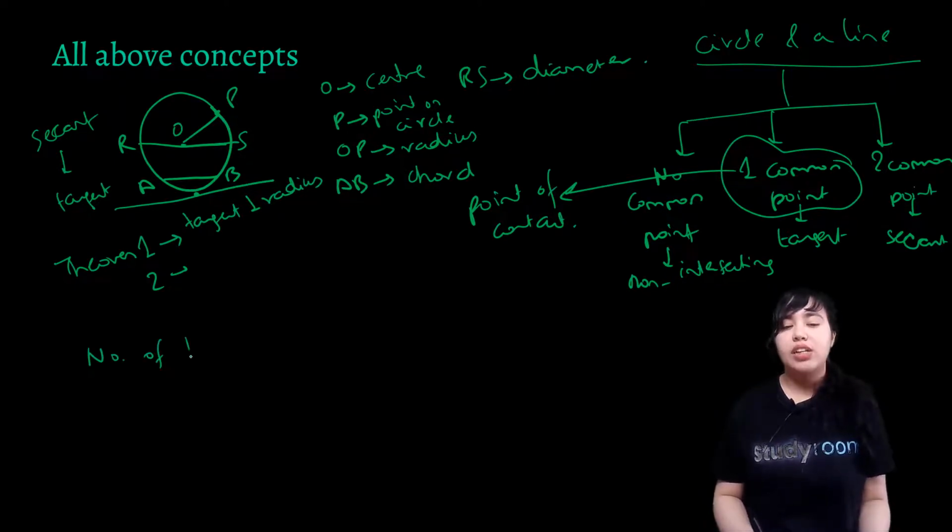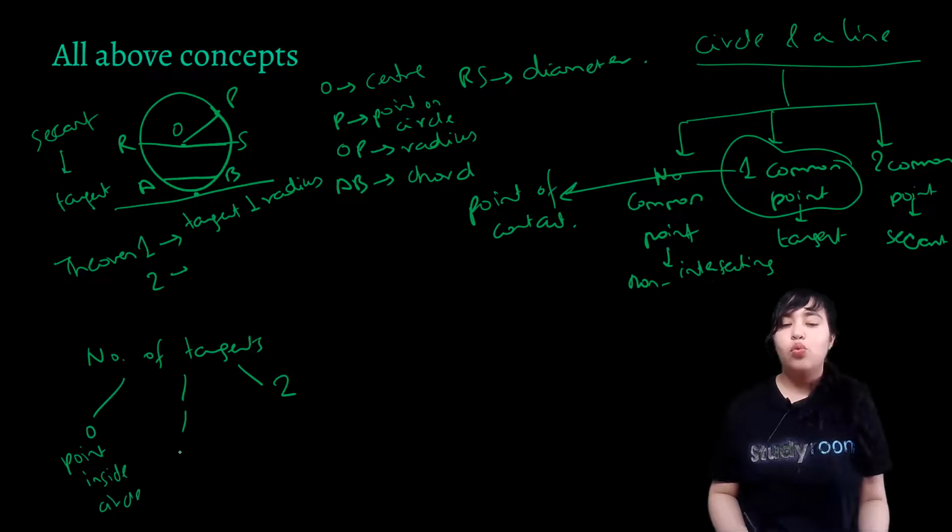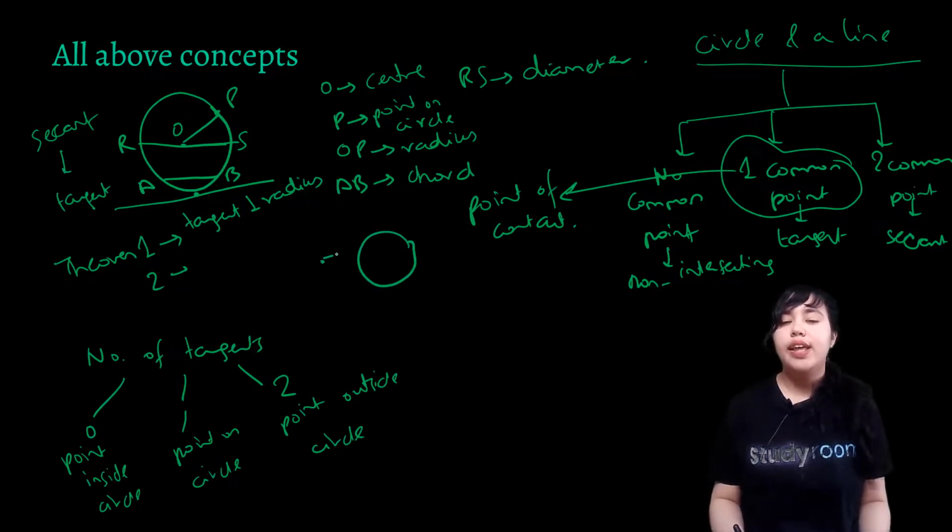So for number of tangents, we saw that we can have 0 tangents, we can have 1 tangent, we can have 2 tangents. So 0 is when the point is inside the circle. 1 when the point is on the circle. And when did we get 2 tangents? When the point was outside the circle. Like this basically. So then there are 2 possibilities. We get 2 tangents. And what can you say about the lengths? By theorem 2, we can say that tangents of equal length are there for an external point.